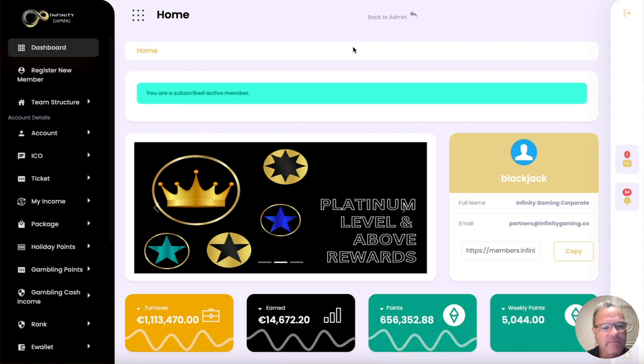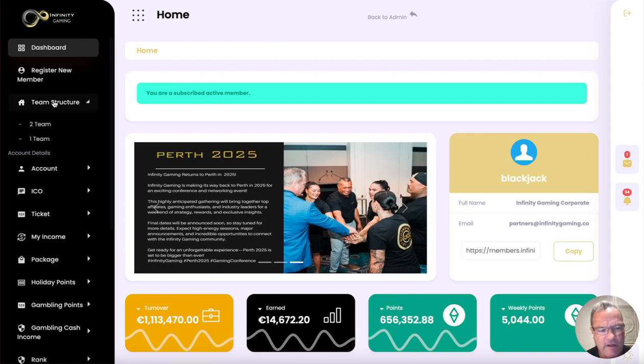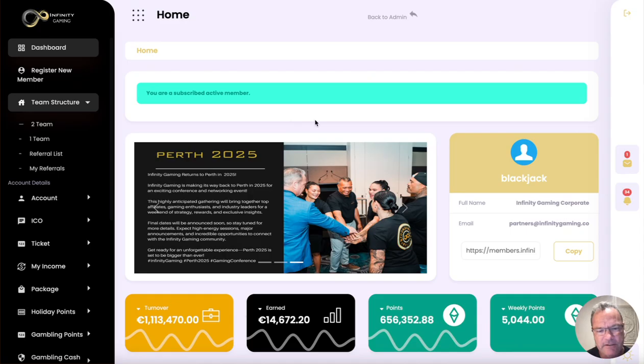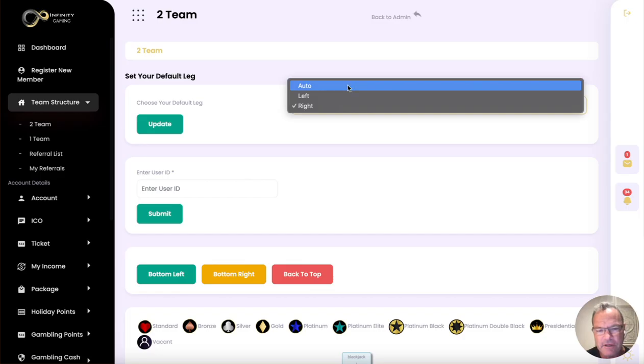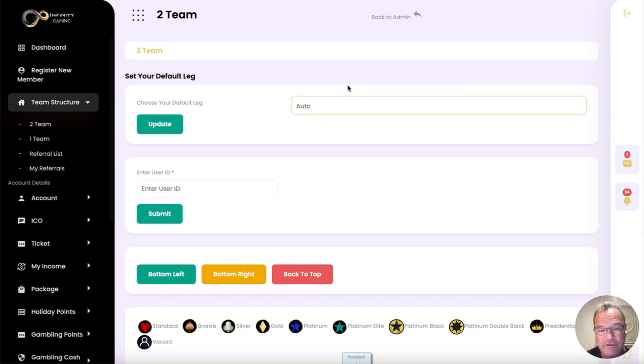Okay, one of the questions I've been asked recently is around setting up the binary and setting left to right and how that works. The most important thing here is most people when they first join are set to auto. What that means is that if you send your link out and someone joins, it will automatically go to your weakest leg. So those of you that don't want to have to think about it, and obviously just have a certain way of doing things, leaving it at auto from when you first join is perfect.